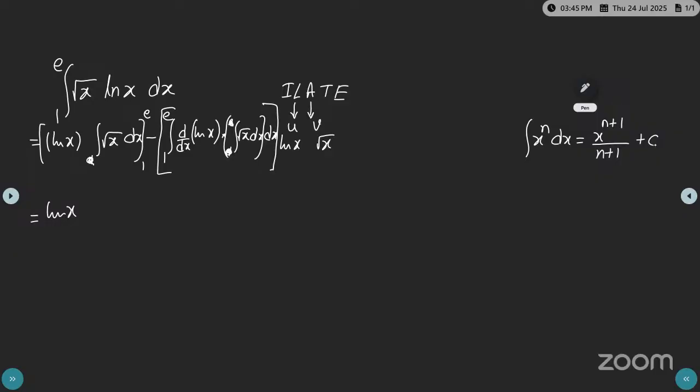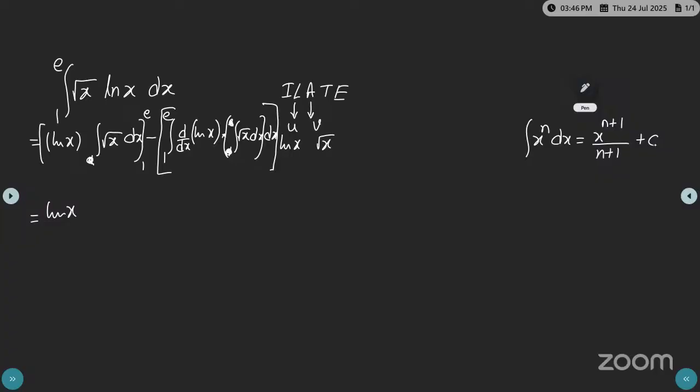If there are limits, you need not write c. For the upper limit you will get one c, for the lower limit you will get another c. c minus c, both will get cancelled. No need of writing c while you are having the limits. So now tell me, what is root x?